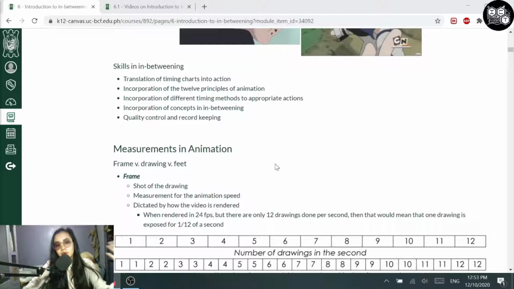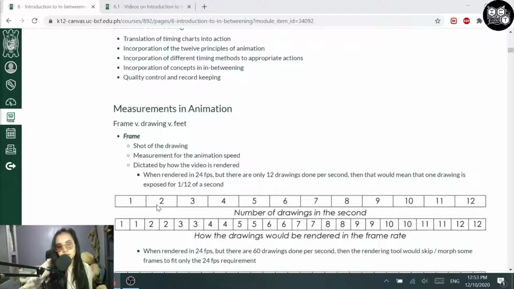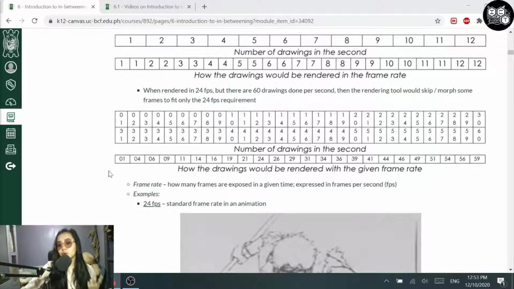For the measurements in animation, it's important for you to understand that the terms frame, drawing, and feet are very different. Let's say we have the term frame. Frame is something more for a renderer or for a render wrangler. As an animator, this doesn't necessarily matter to you, but it's more of the frame rate that we're going to use. For animation, we tend to use 24 frames per second.